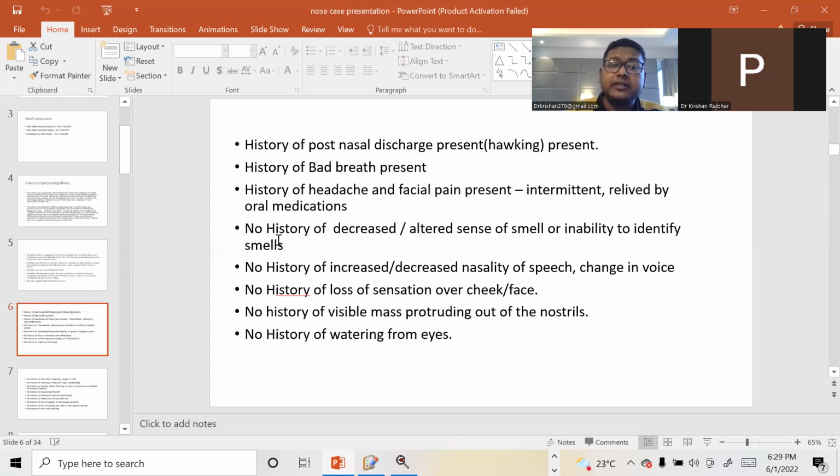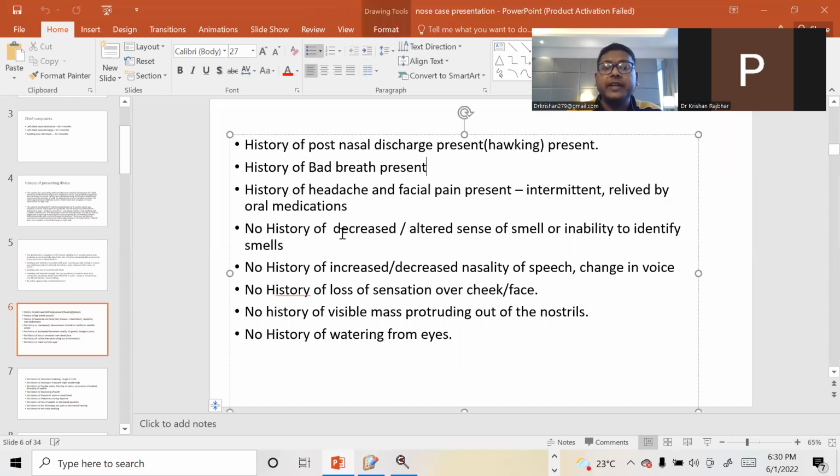Then there was history of post nasal discharge present, as the patient used to do hawking. History of bad breath present, history of headache and facial pain present, intermittently relieved by oral medications. There was no history of decreased or altered sense of smell or inability to identify smells, anosmia or hyposmia. No history of decreased nasality of the speech, change in voice.